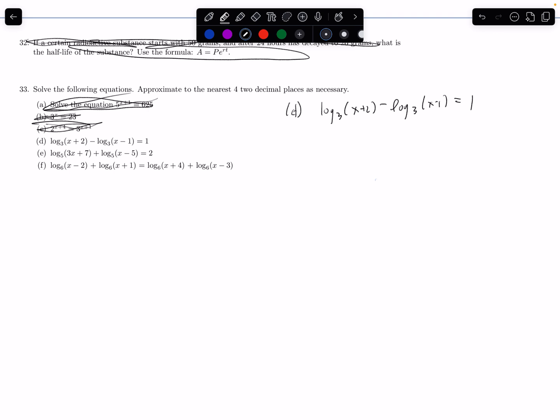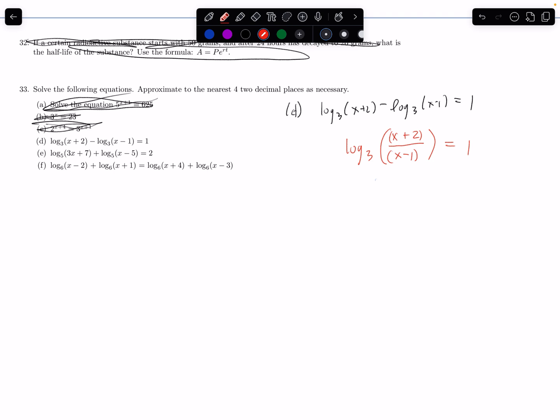When I see something like this, whenever you're dealing with logs, your first thought should be: to undo logs, I want to use exponents somehow. And the natural exponent to choose is the exponent that has this as a base. So the base would be 3 here. But here I have a little problem, which is that I have 2 separate logs. So I need to take an intermediate step and combine those. But what's the rule for combining? If I'm subtracting 2 logs, I can combine into a single log where I'm using division instead. So this is the same as log base 3 of x plus 2 divided by x minus 1.